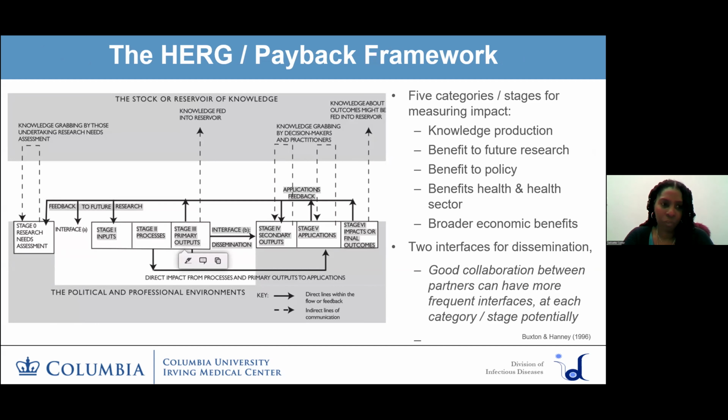So the payback framework, or the HERG model, which is the Health Economics Research Group, is a UK-based group that had developed this, and it was done specifically because they were, like us, funding agencies that were trying to respond to what was the impact of the work that they had done. And so this model has 5 categories or stages. In the visual of the model, you will see they have stages. They never actually tie these categories precisely to the stages because there's some fluidity and some complexity to it.